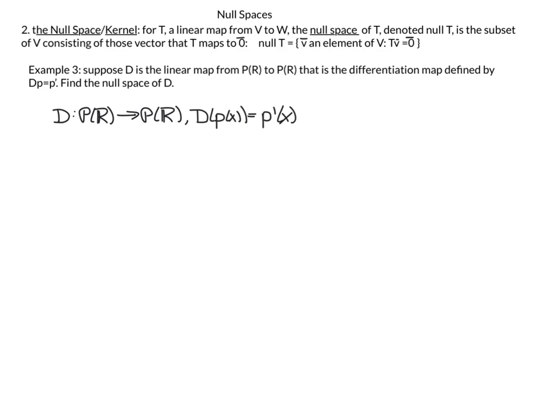And I just want to write this out. So D is a mapping from the polynomial space to the polynomial space over real numbers. In other words, our coefficients are going to be real numbers. And our linear map D takes a polynomial p of x, and it gives us p prime of x. And now I'm interested in finding the null space, so I'm going to set this equal to 0. I want to know the polynomials such that the derivative of the polynomial is equal to 0.